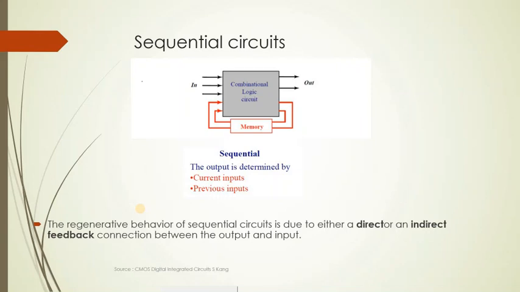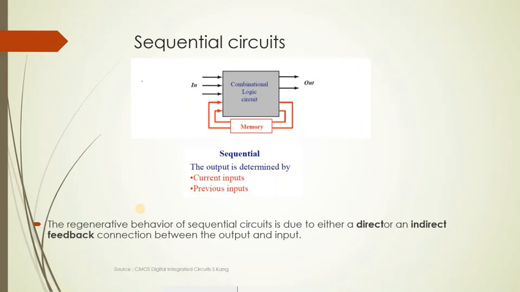Moreover, your combinational circuits are asynchronous in nature and sometimes we want our circuits to be synchronized with different parameters, different components on board. So that's why your sequential circuit thing becomes important. So in a sequential circuit, the output is determined by current inputs and previous inputs.